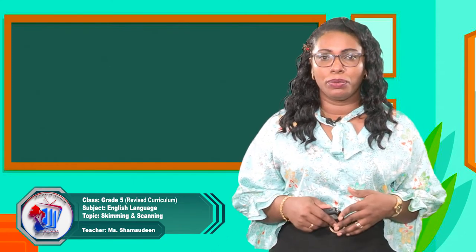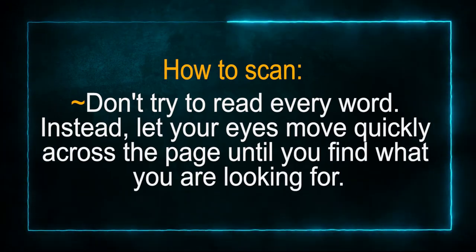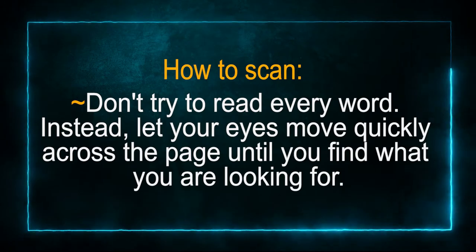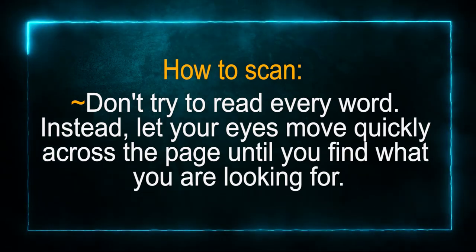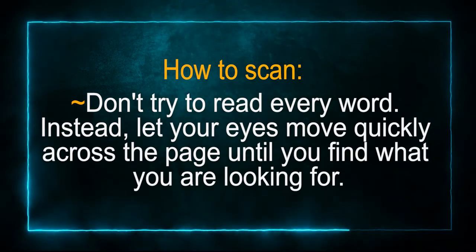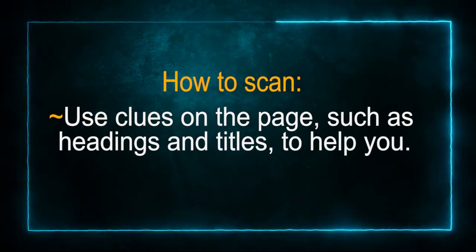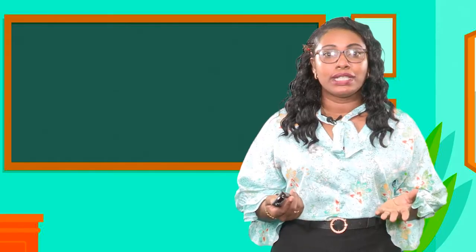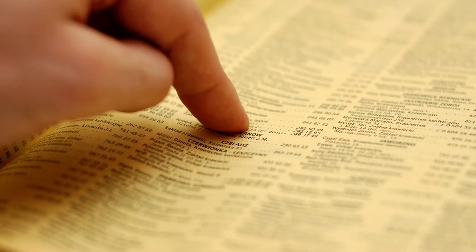Now, how do we go about scanning? Always remember, do not try to read every word. Instead, let your eyes move quickly across the page until you find what you are looking for. Use clues on the page, such as the headings and titles, to help you. So, for instance, let's say you're looking for a telephone number in a directory. You would want to look on the page for where the letters would run, the letters for the name of the person you are looking for.